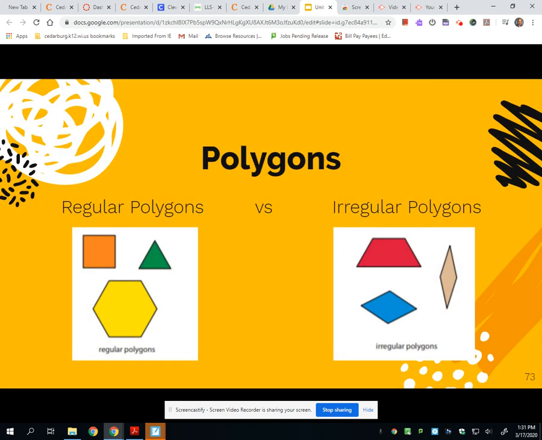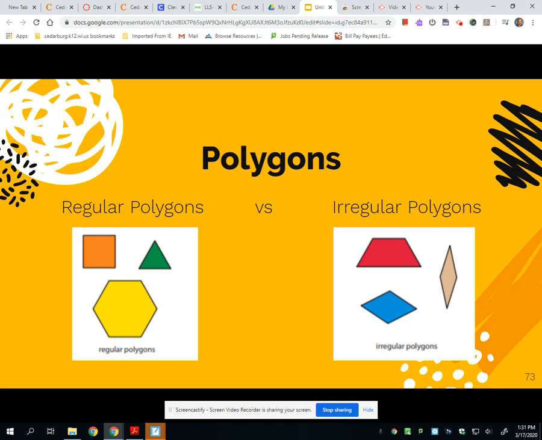Let's talk about polygons. There's going to be a new term that you should put into your notebook: a regular polygon versus an irregular polygon. What do you notice the difference between these two sets of polygons, regular and irregular? Pause the video and think.